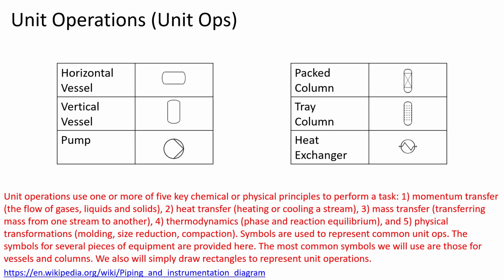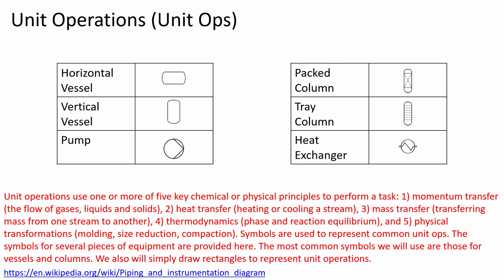Unit operations use one or more of 5 key chemical or physical principles to perform a task. First, momentum transfer, which is the flow of gases, liquids, and solids. Second, heat transfer, the heating or cooling of a stream. Third, mass transfer, transferring mass from one stream to another. Fourth, thermodynamics, phase and reaction equilibrium. And fifth, physical transformations. These include molding, size reduction, compaction.